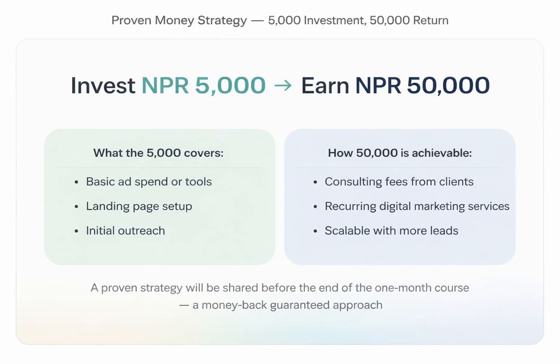The instructor makes an exciting promise to the class. Before the 1-month course ends, a proven, tested strategy will be shared, one that the instructor describes as a money guarantee strategy. The concept is simple but powerful. If you invest around 5,000 rupees, you can generate 50,000 rupees in business. That's a 10 times return on your investment.